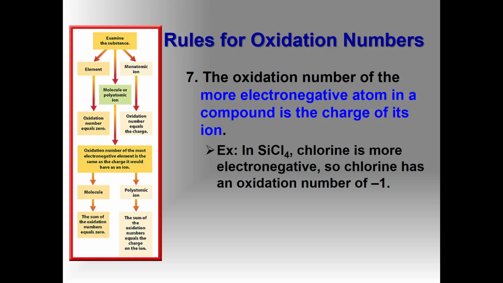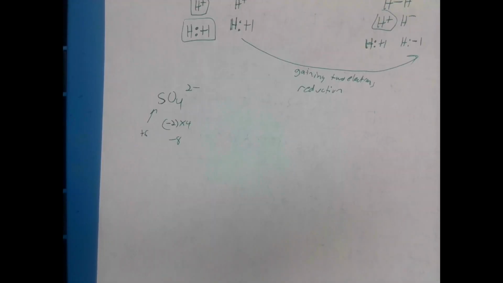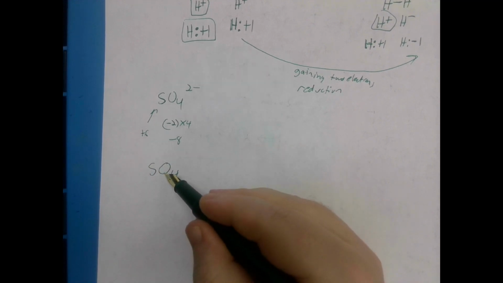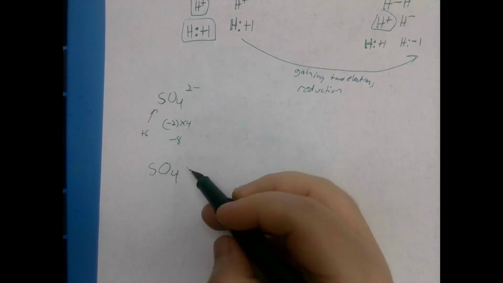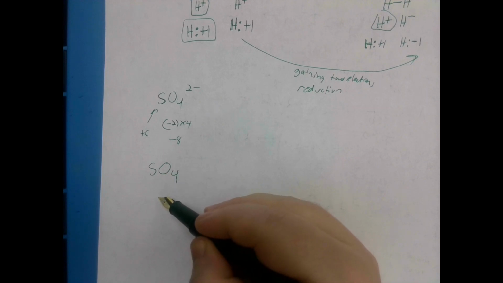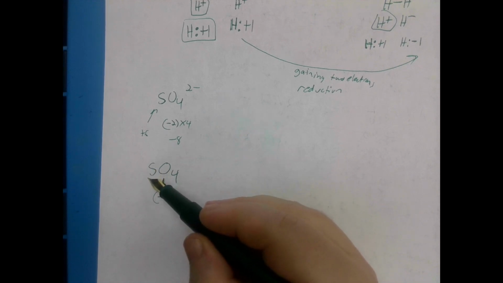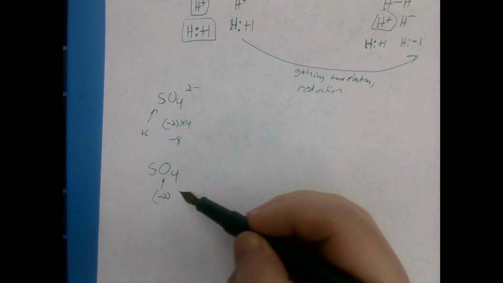So when you have a covalent compound, the more electronegative one will always get the negative number. So going back to sulfur and oxygen, oxygen is more electronegative, so we're going to give it an oxidation number of -2. That means the other one is going to have a positive oxidation number to counteract it.